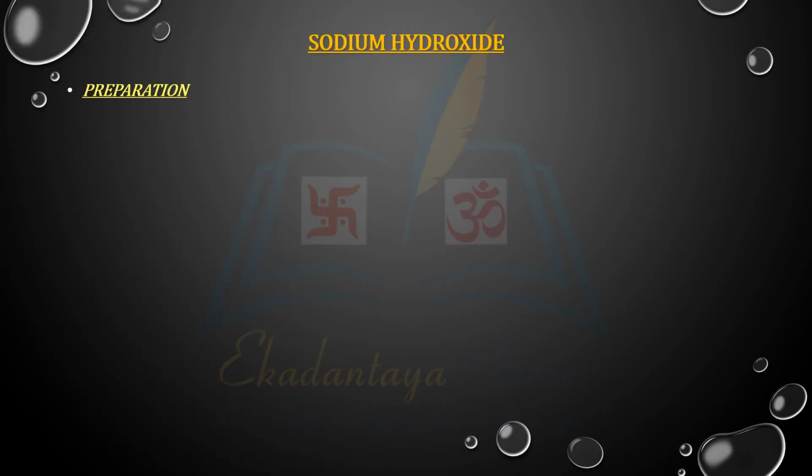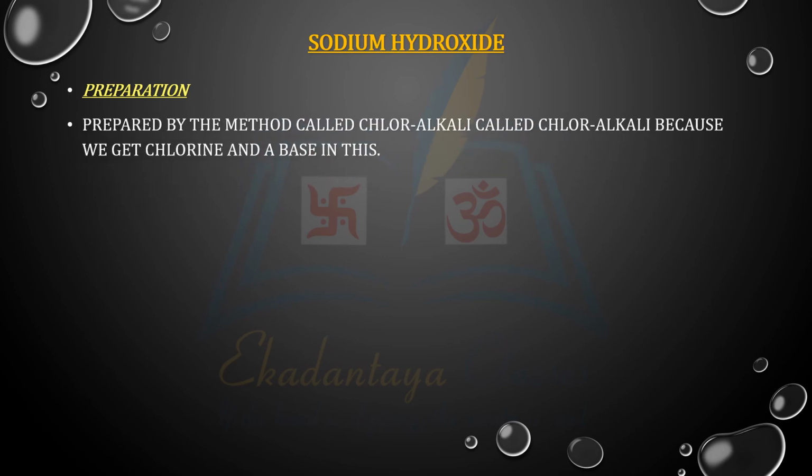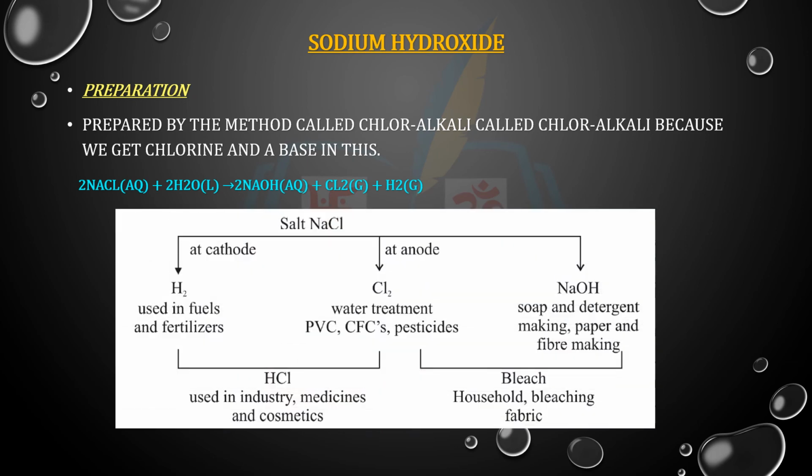Sodium hydroxide. Preparation. Let's prepare it. It is prepared by a method called chloralkali, because we get chlorine and a base in this. 2NaCl plus 2H2O gives 2NaOH plus Cl2 plus H2. Here, this is salt NaCl. At the cathode we get H2. At the anode we get Cl2. And H2 is used as fuel and in fertilizers.